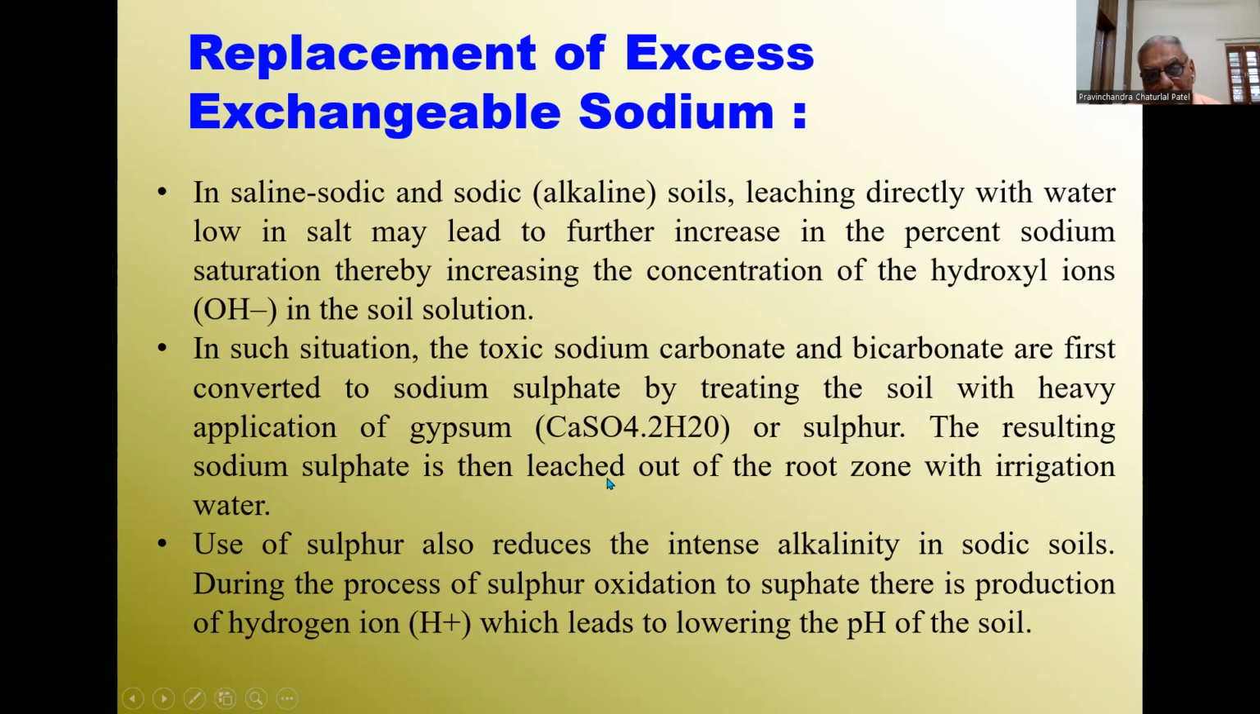When we apply gypsum in sodic soil, then leaching is required, otherwise there is no benefit of the gypsum. The use of sulfur also reduces the intense alkalinity in sodic soil. During the process of sulfur oxidation to sulfate, there is production of hydrogen ion, which leads to lowering of the pH of the soil. So sulfur helps in reducing the soil pH.